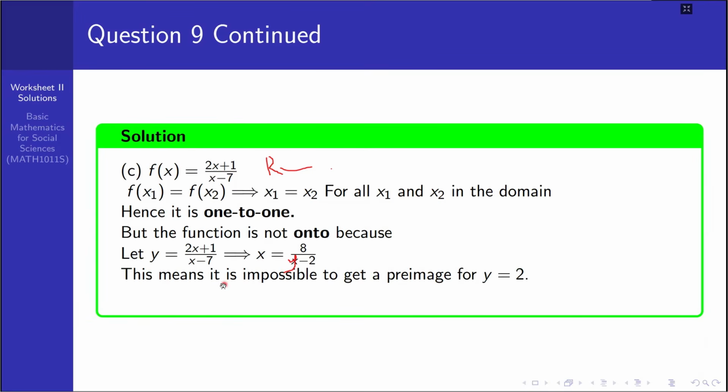Therefore, this means that it is impossible to get a pre-image for y is equal to 2, so that the function is not onto function. Okay, let's continue. Next question.